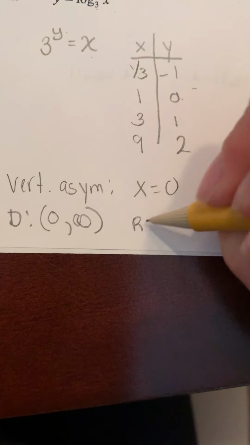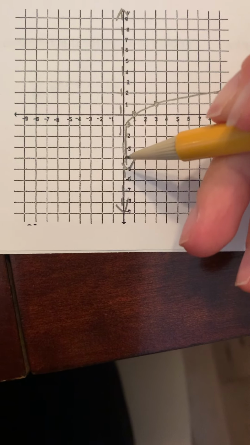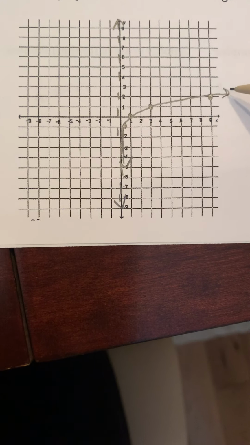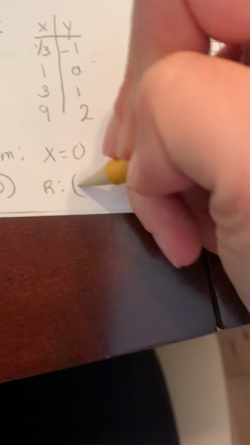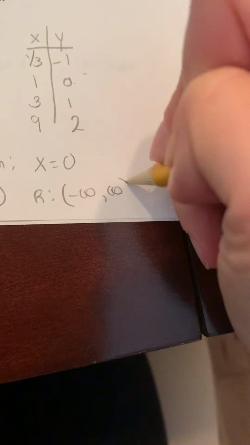And my range, again, my arrow is going down. And here it is slowly but surely increasing forever. So my range is always all real numbers.